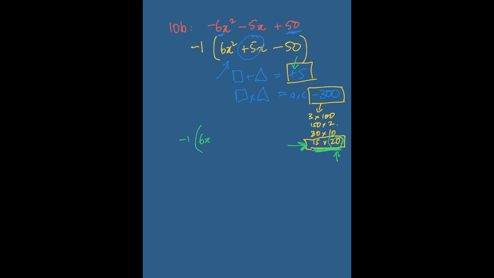So 6x squared plus 20x minus 15x minus 50. We should be able to do that now. We've just split the middle term. So we'll just split it a bit further. And now keep the -1 at the side here. It's a cute little thing for now.